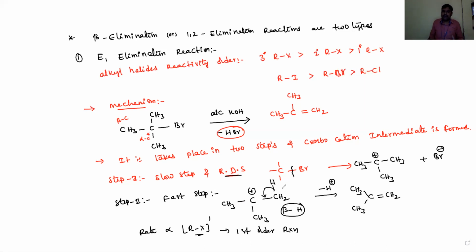Okay, dear students. Now let's see the reverse. The second one is E2 elimination reaction. In E2 elimination reactions, primary alkyl halides are more reactive than secondary alkyl halides, and then tertiary alkyl halides. Let's see, the second type of beta elimination reactions are 1,2 elimination reactions, that is E2 elimination reactions.